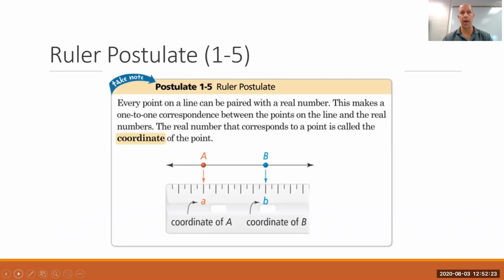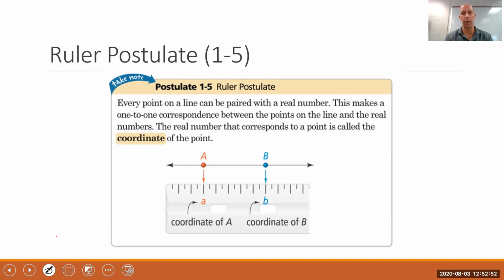The first thing we have is the ruler postulate. Just as a reminder, a postulate is something that is assumed to be true without proof. So we are assuming this to be true. Basically, what the ruler postulate is telling us is that we have some point A and some point B, for example on this line, and we can assign the coordinates on a ruler, if you will, to those points.